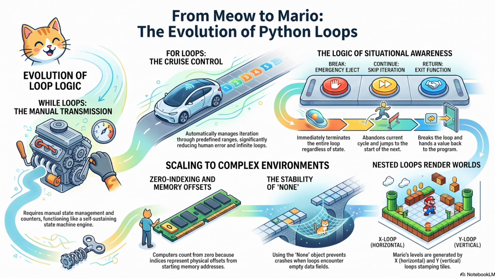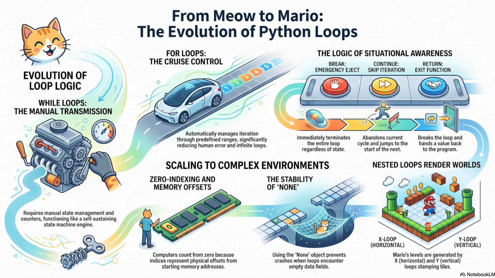The range function generates the sequential sequence 0, 1, 2 in the background, and the for loop automatically iterates through it. Wow. It grabs the next value, runs the code, and mathematically guarantees it will stop when the sequence is exhausted. You physically cannot create an infinite loop using a standard range function because the bounds are predefined.